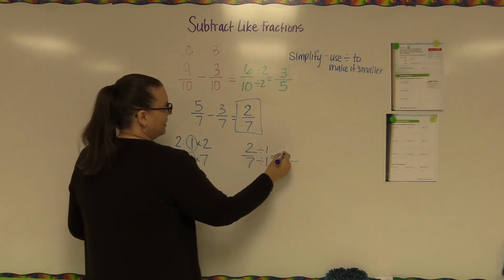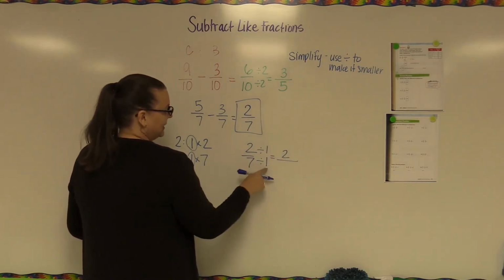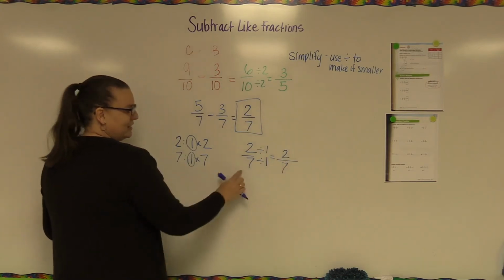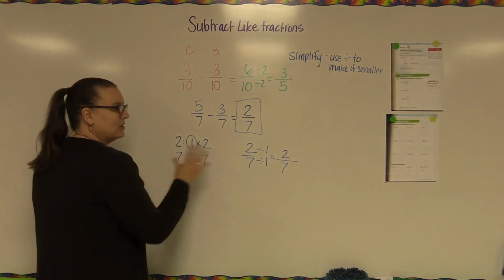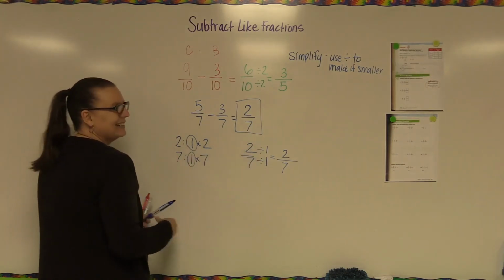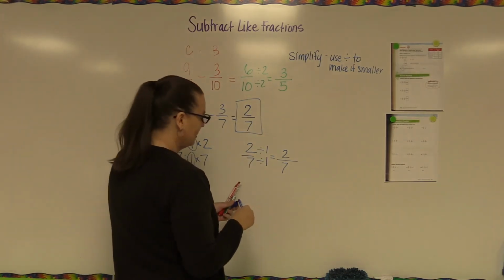2 divided by 1 is 2. 7 divided by 1 is 7. Did you notice I did not make a new fraction because these are both prime numbers. So just something to think about. Dividing by 1 is going to give you that same answer, so you don't necessarily want to do that.